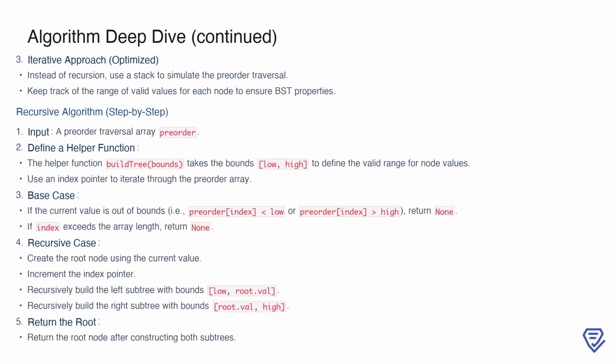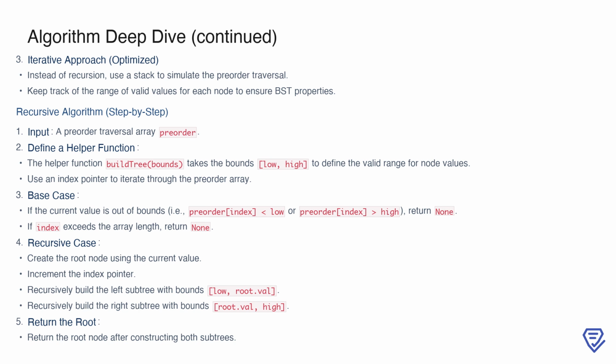Before diving into the iterative method, let's break down the recursive process into clear steps. First, our input is the preorder traversal array. We define a helper function that takes bounds for valid node values. This ensures that as we construct the tree, we maintain the binary search tree properties. The base case for the recursion checks if the current value is out of bounds or if we've exhausted the array, in which case we return None.